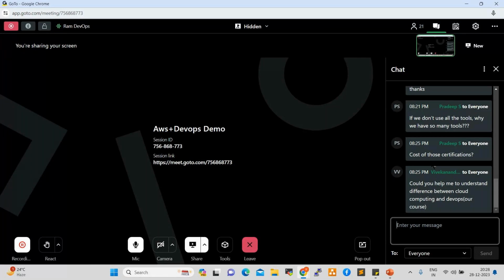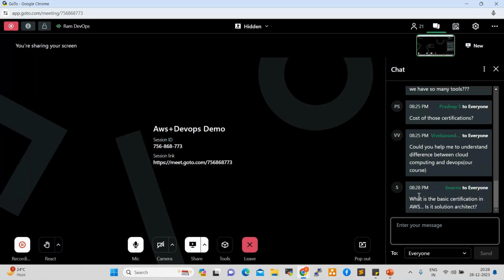And also, could you help me understand the difference between cloud computing and DevOps? So cloud computing is a platform. It is an infrastructure platform, right? DevOps is automation. That will be repeated, okay, don't worry. Going forward, we'll go deeper: what is the infrastructure platform, what is DevOps, what is the process. We'll go deeper going forward.